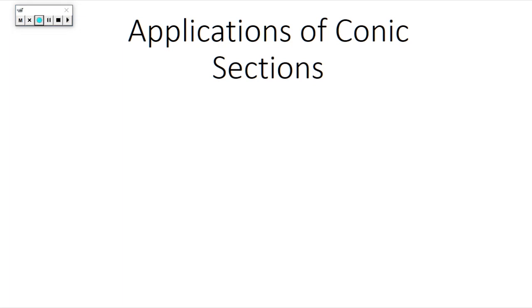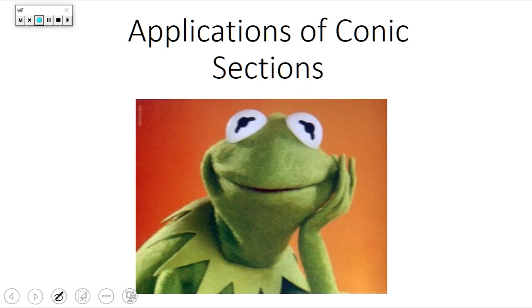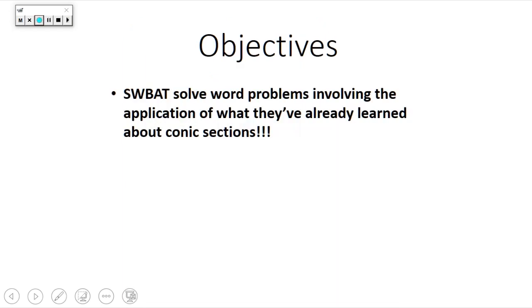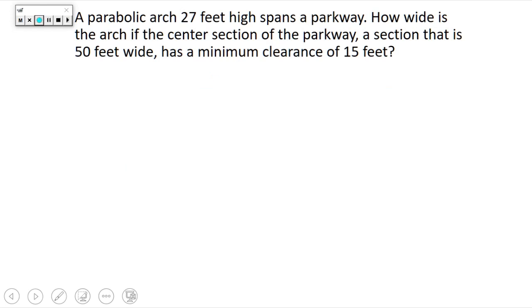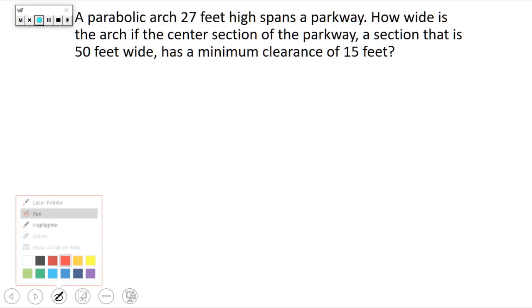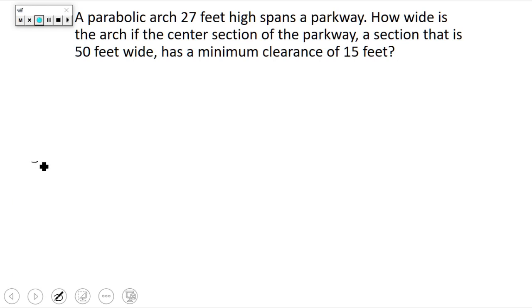So let's start. I think I have a parabola. I got a parabola one first. Yeah, a parabolic arch is 27 feet high. It spans a parkway. A parkway is a road. If you don't know what a parkway is, it's a road. Let's draw a picture of what this is talking about. So it's like there's the road.